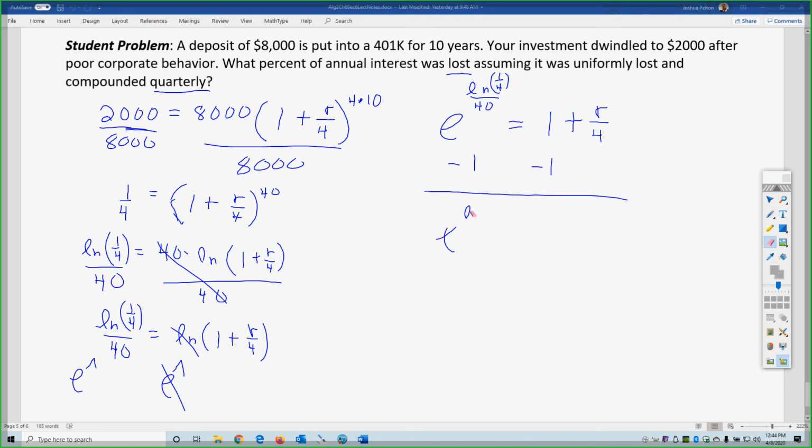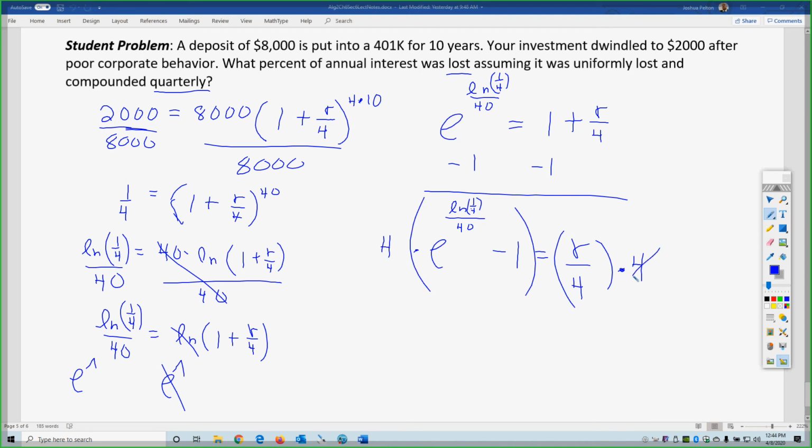I didn't leave myself enough room there. Sorry. e to the natural log of 1/4 over 40, minus 1, equals r over 4. Now I can just multiply both sides by 4, but be careful to do the entire side, because it applies to the whole side of the problem, not once. The 4's cancel there. So I get 4 times e to the natural log of 1/4, or 0.25, over 40 minus 4 equals r when I distribute it.